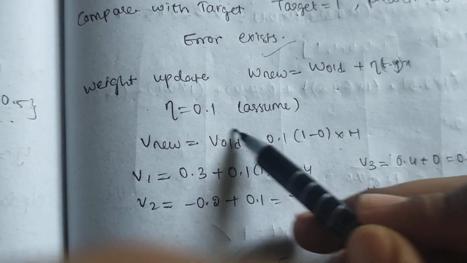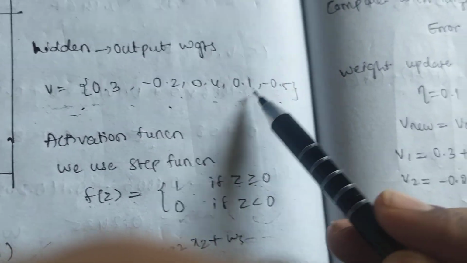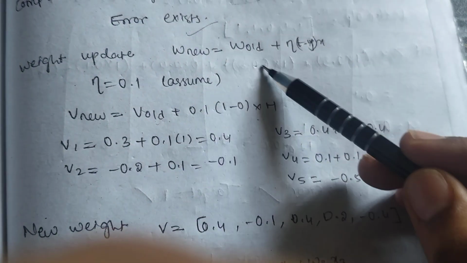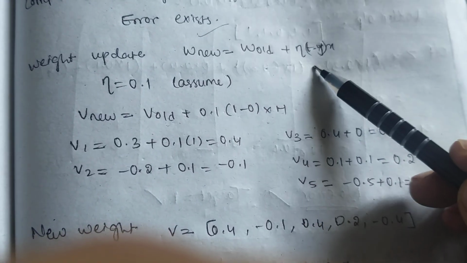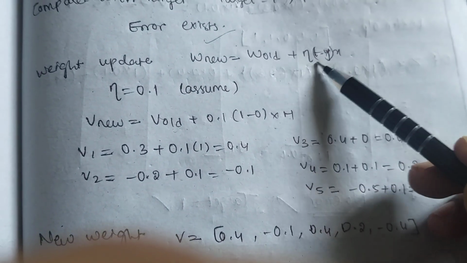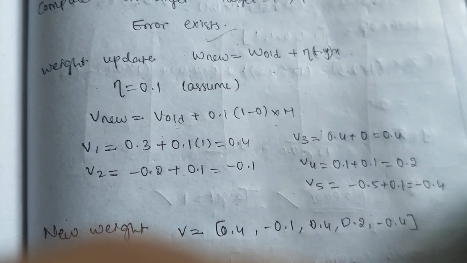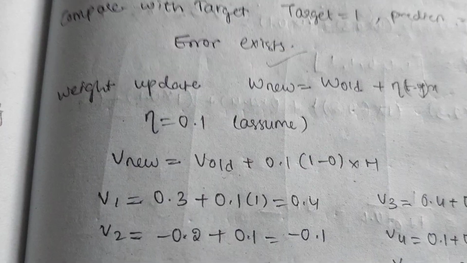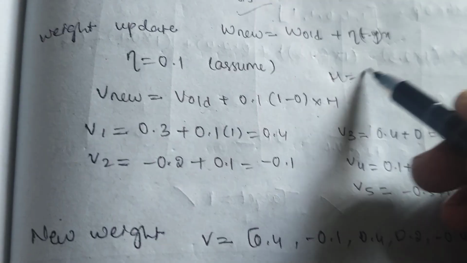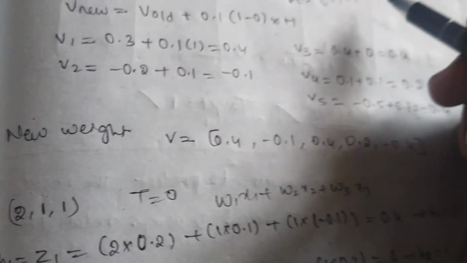What are the previous weights? Previous weights were 0.3, minus 0.2, 0.4, 0.1 and minus 0.5. So all the 5 weights you will be updating using this formula, as you have seen in our previous videos. Same formula: W new equals W old plus eta into t minus y into x. This x is the layer that you are considering. So here the x values are the hidden layer values, that is, you got 1, 1, 0, 1 and 1, right?